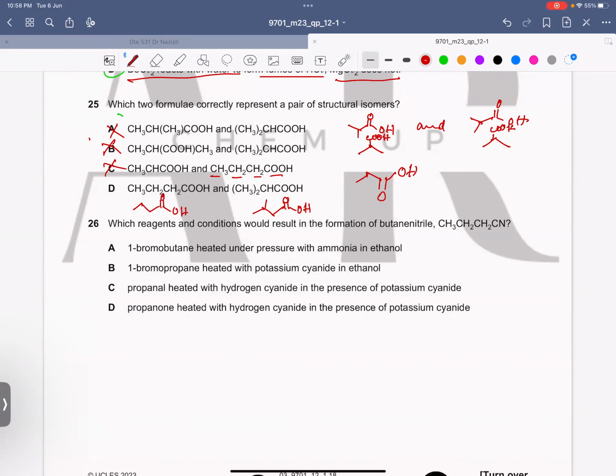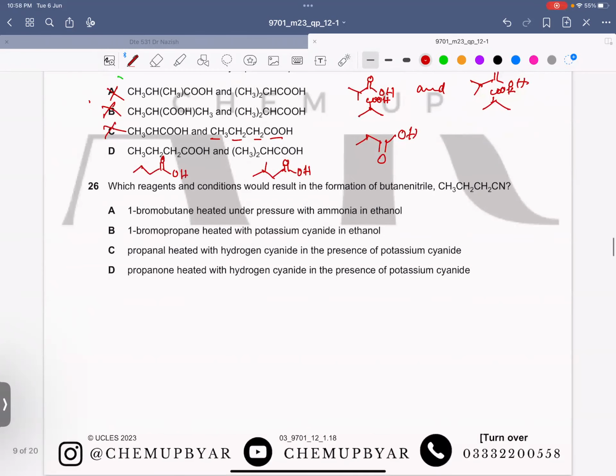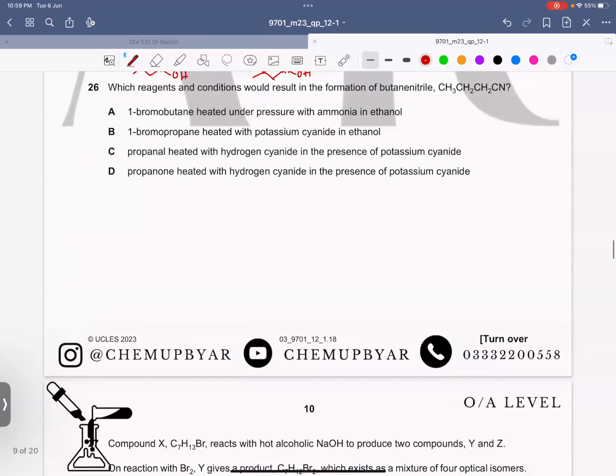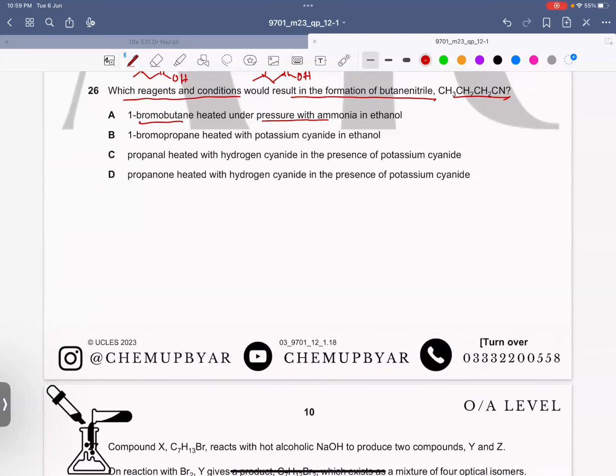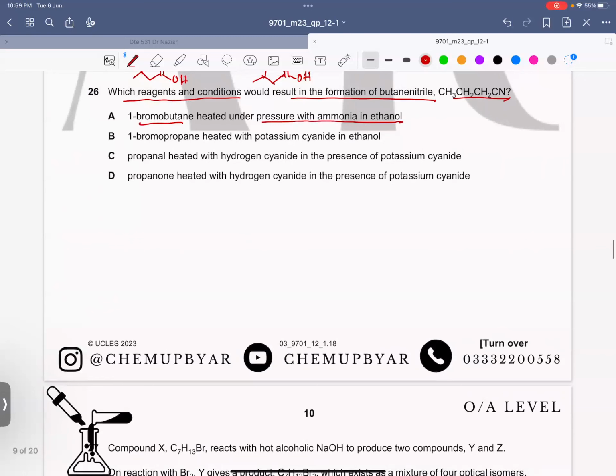Now question number 26. Which reagents and conditions could result in the formation of butanenitrile? 1-bromobutane heated under pressure with ammonia and ethanol will give you an amine. 1-bromobutane heated with potassium cyanide and ethanol, you recall, this is the correct answer. This is how we get the nitrile.